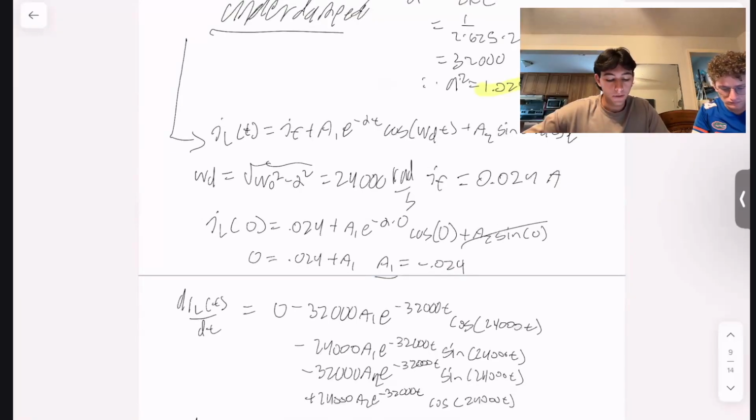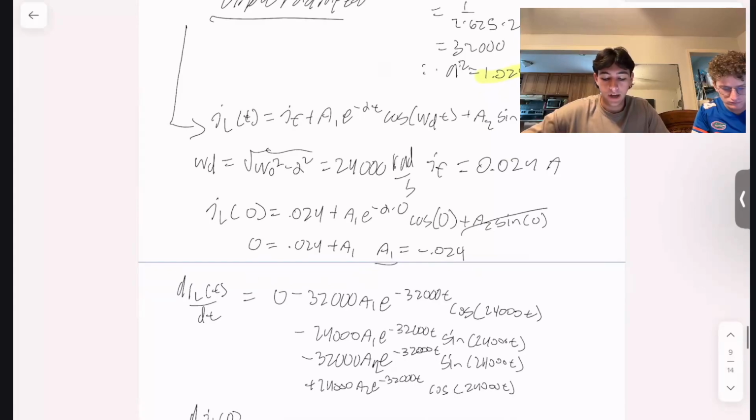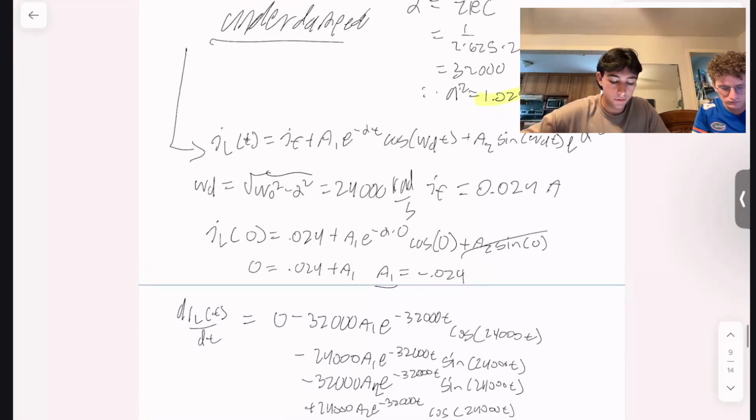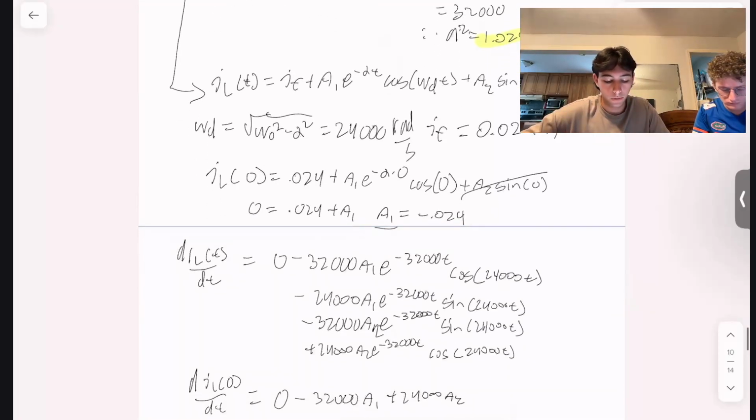A1 is easy. You just evaluate the circuit at time t equals 0. And your sine term is going to go away completely because it's t equals 0. Sine 0 is 0. You're left with 0.024 plus A1 e to the 0. E to the 0 is 1. So A1 is equal to negative 0.024.